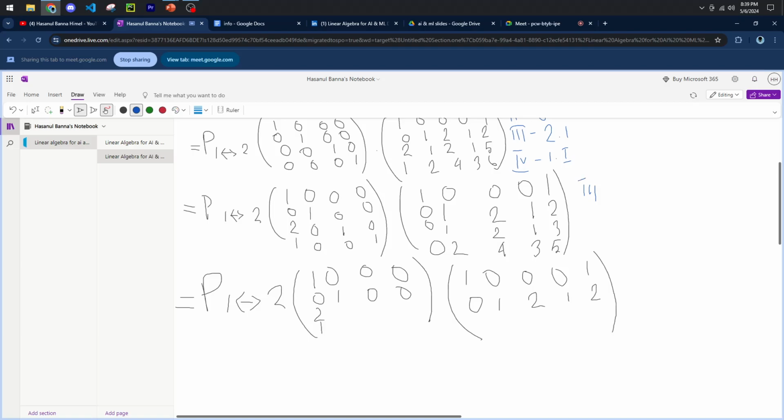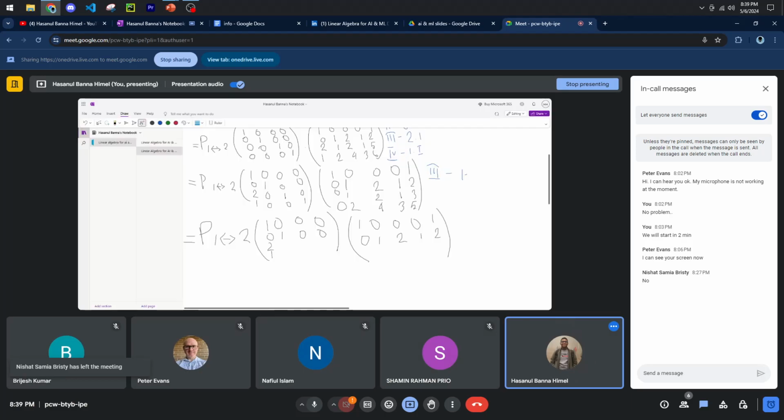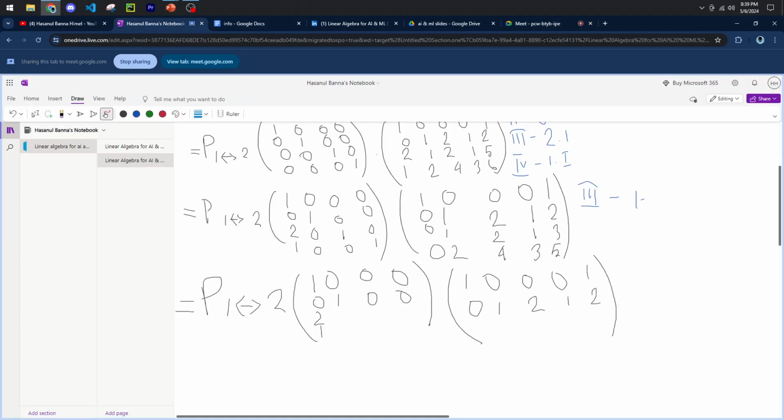Our third row, subtracting 1 for that. Does anyone have any questions? Let's continue.